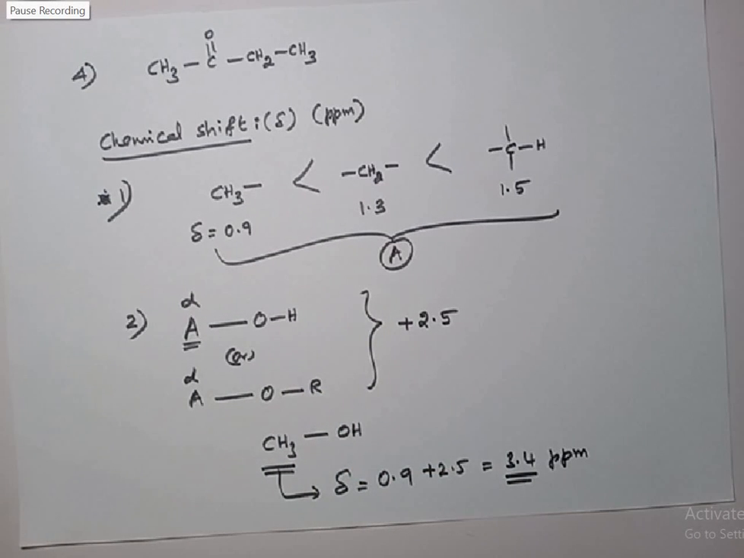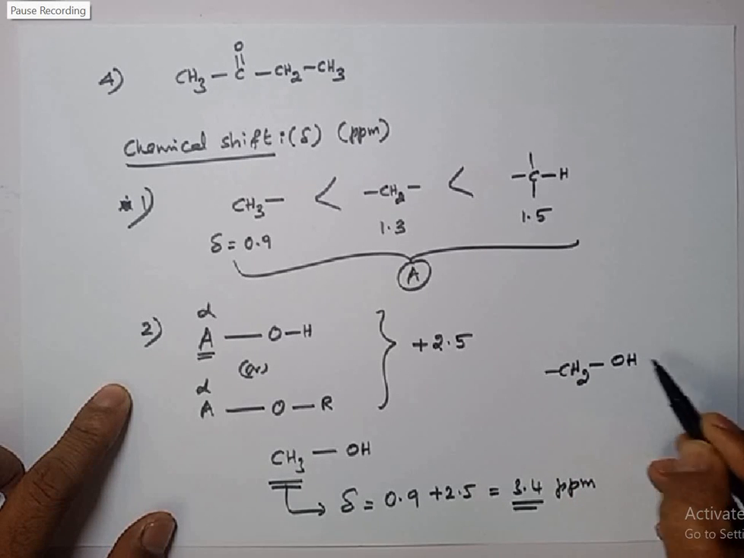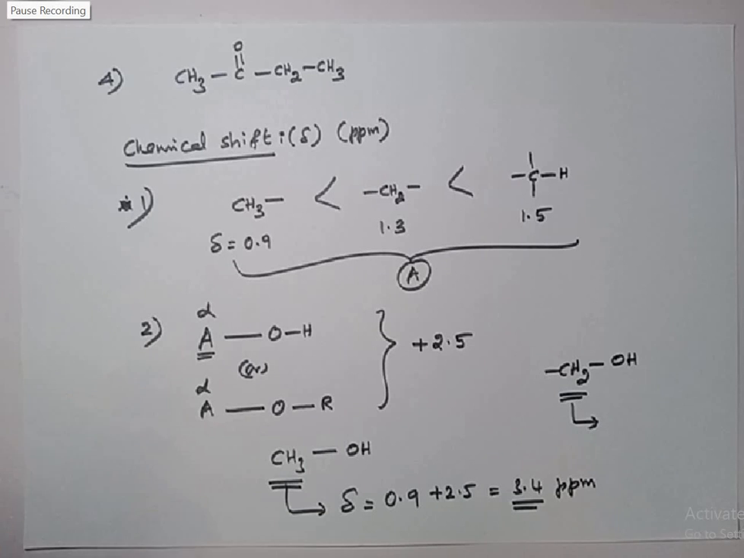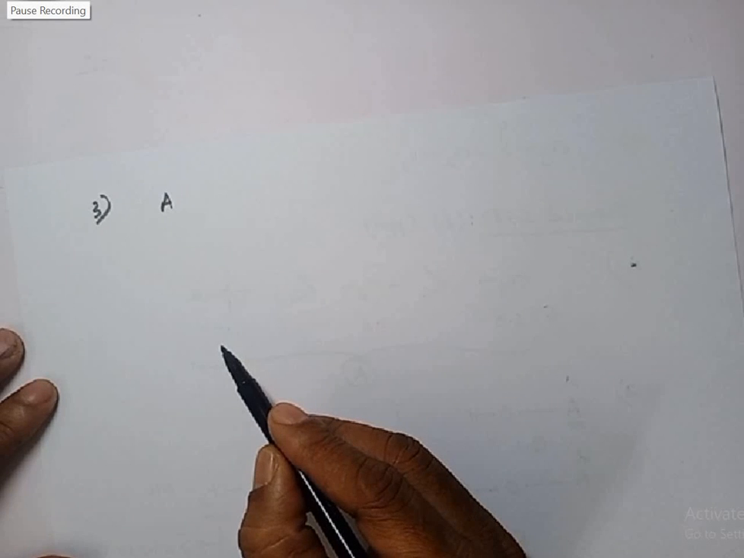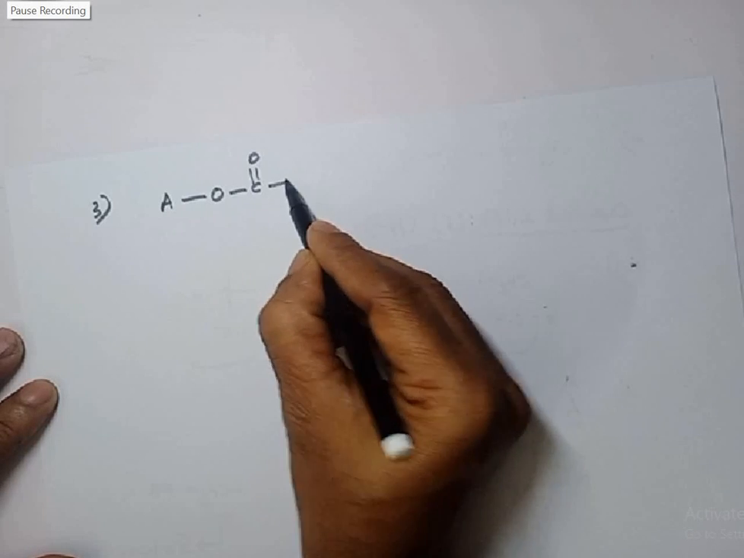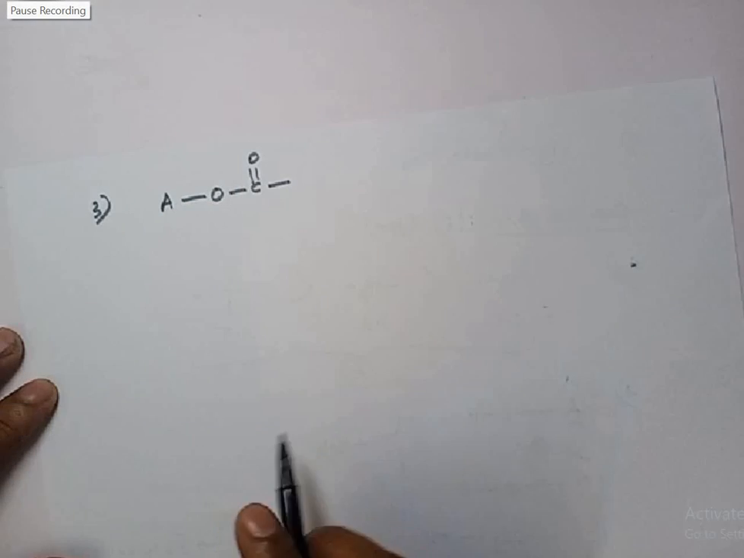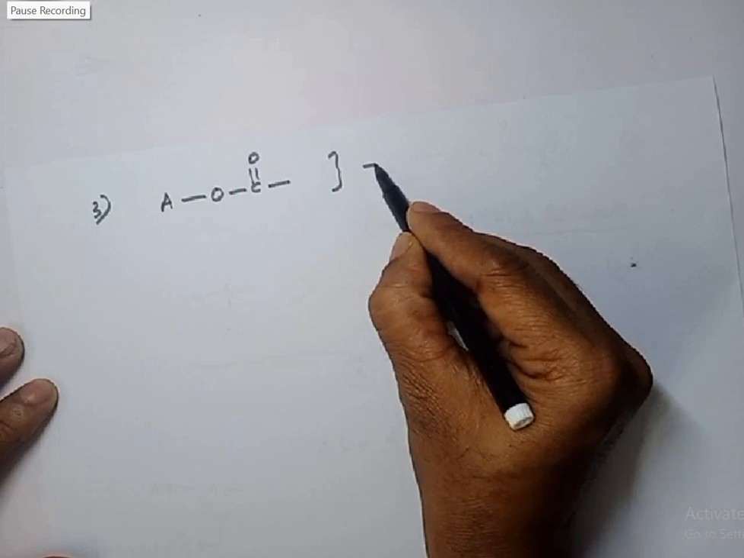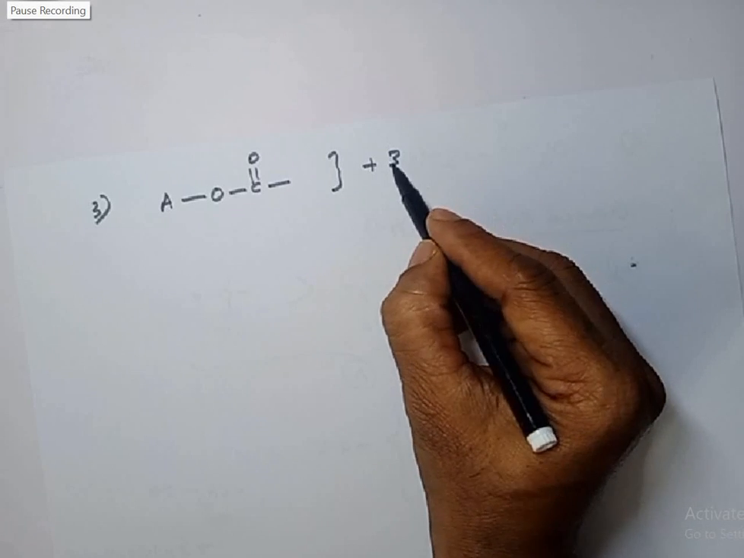Okay, take this. Suppose I have a CH2 group which is connected to an OH group. Can anyone tell me the chemical shift of this CH2 proton? Rule number 3. Suppose this A group, observe carefully, very, very important, is connected to the oxygen atom of an ester. Then we should add a value of 3 to the chemical shift value.